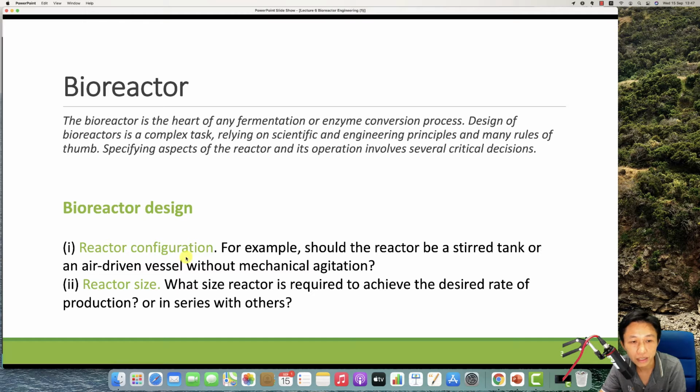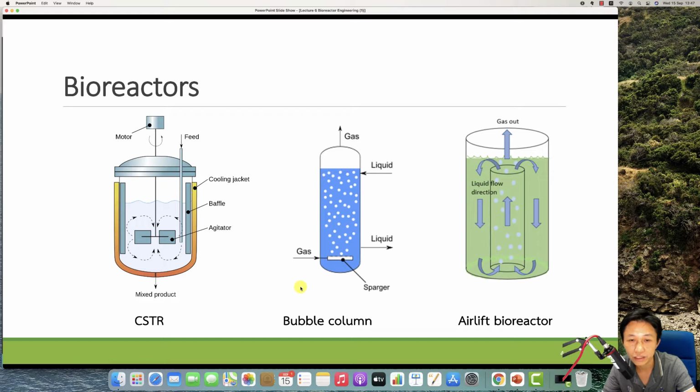This is bioreactor configuration. For example, should the reactor be a CSTR or air driven. Air driven, I'll give you some examples here. This one is a bubble column, one column with a gas inlet called a sparger, and we have liquid coming in and going out as well. And the other one, if you have two tubes connected together, this one is upward, and it's called an airlift bioreactor, and it falls down here as well.